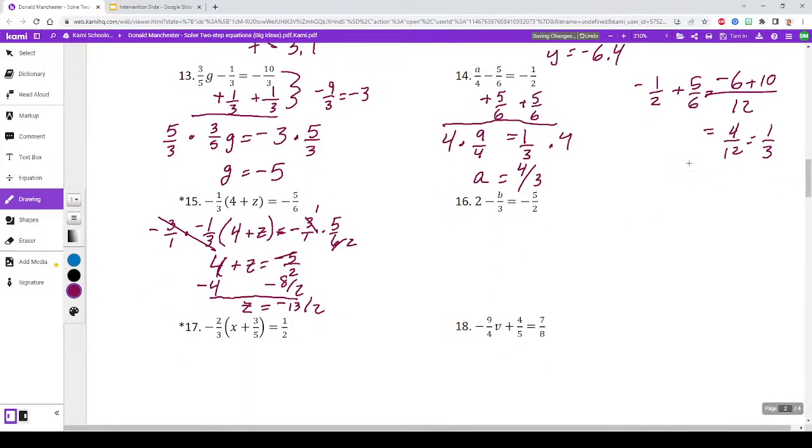Let's try it again. We're going to subtract 2 here. So if I subtract 2 here, that's the same as subtracting 4 over 2 on the other side. So I have negative b over 3 equals negative 9 over 2. And the way we undo division is by multiplication. Remember, we're going to multiply by a negative 3. And that'll give us b equals 27 over 2.